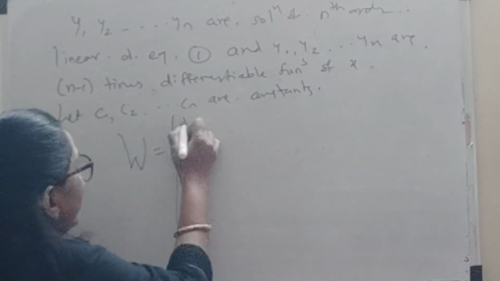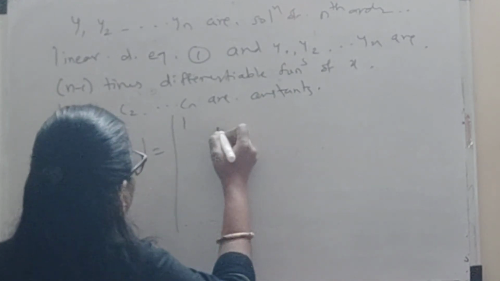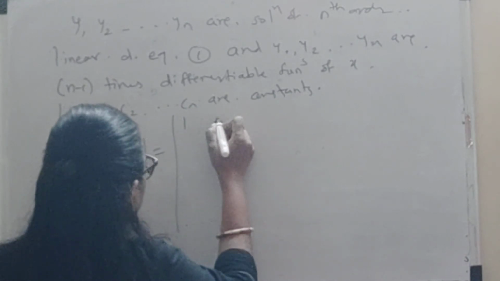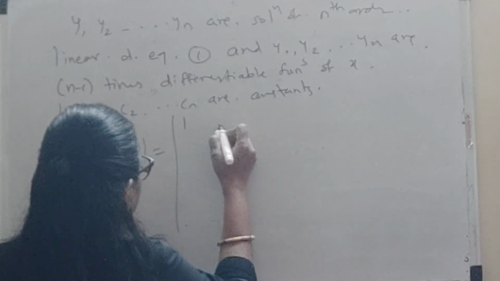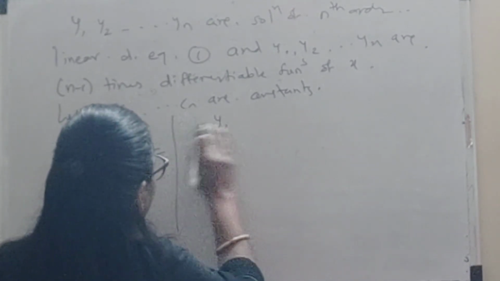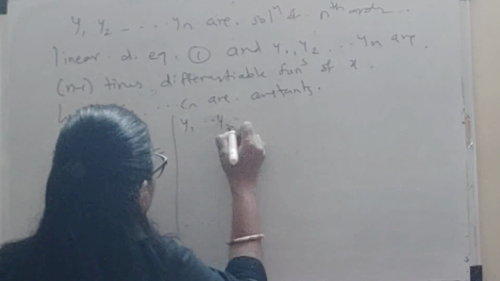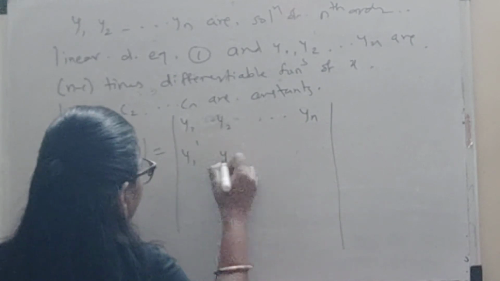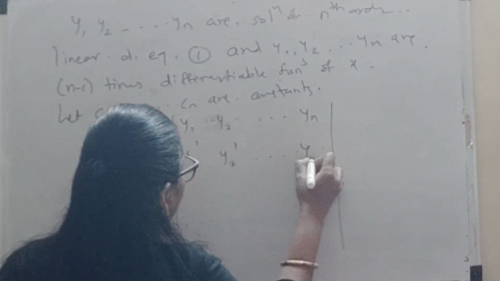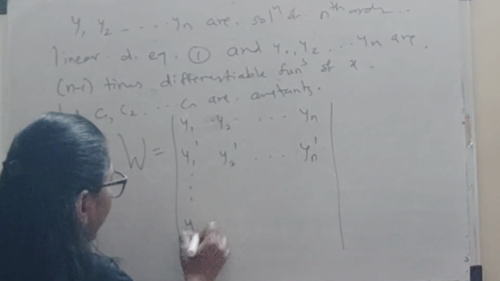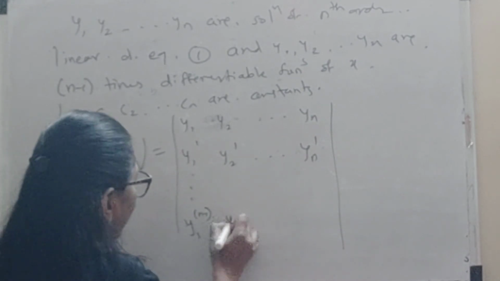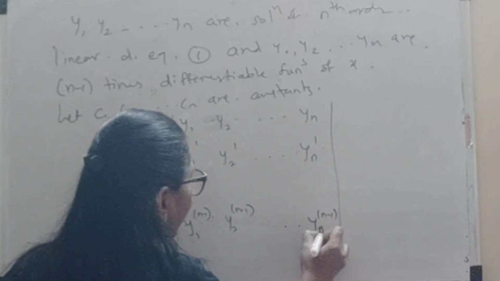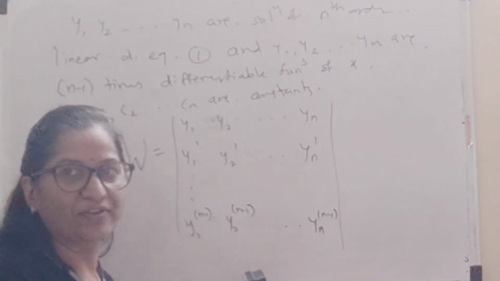So what is that determinant? The first row is y1, y2 up to yn. Then y1 prime, y2 prime up to yn prime, and so on, down to y1's n minus 1 derivative, y2's n minus 1 derivative and yn's n minus 1 derivative. So this determinant is called the Wronskian.